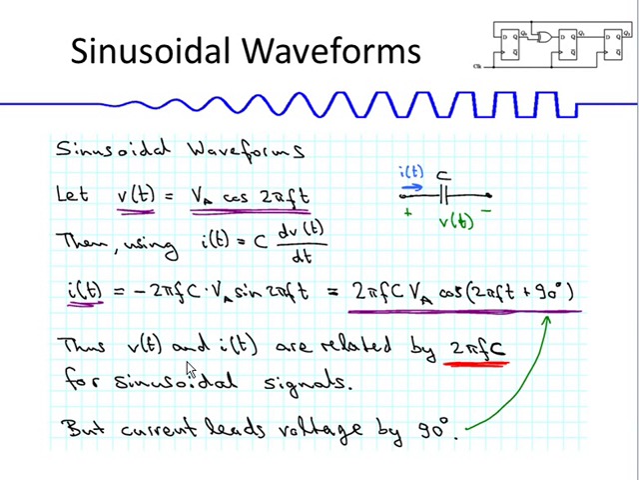What we find then is that V of t and I of t are related by 2 pi fC to each other for sinusoidal signals. So we have something that resembles Ohm's law that we found for resistors. Basically, the voltage is equal to some proportionality constant like R times the current. Or in this particular case, the current is equal to this proportionality constant times the voltage, with the exception that there is this 90-degree phase shift here.